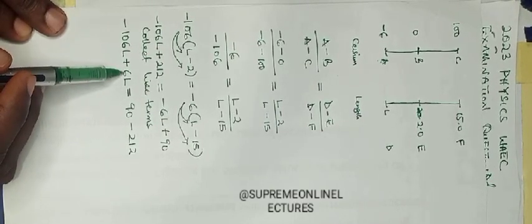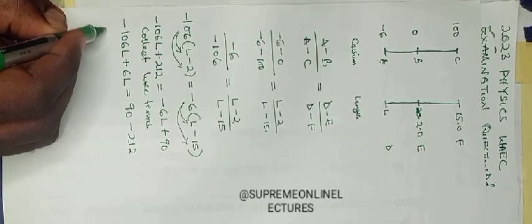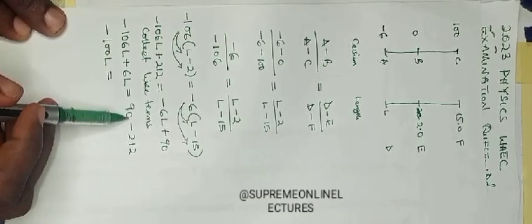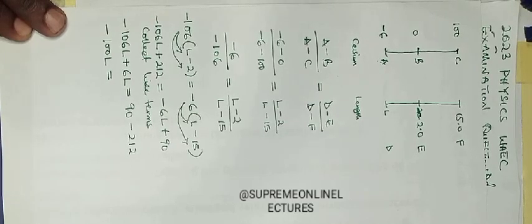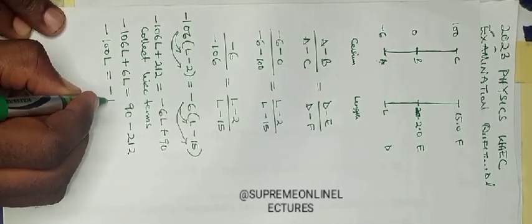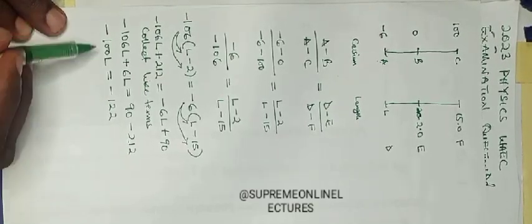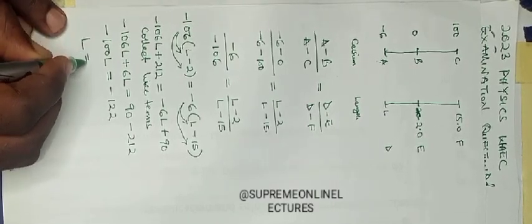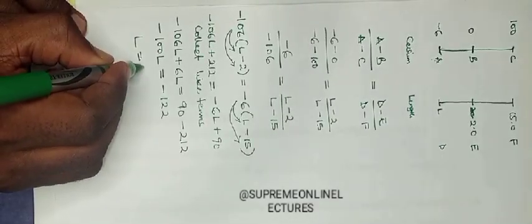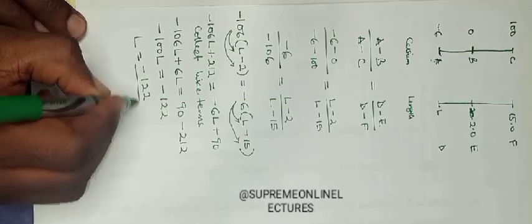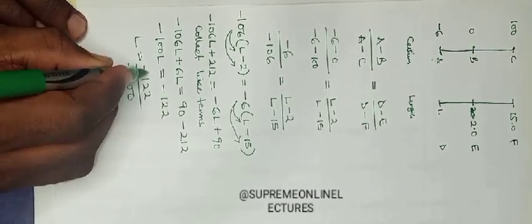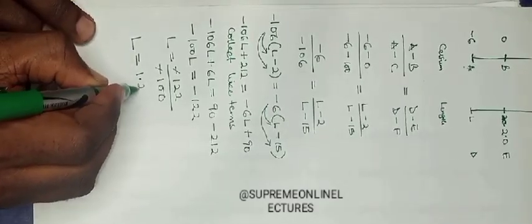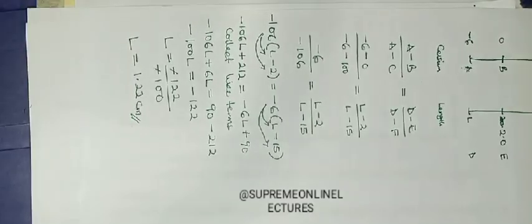If I add 6 to minus 106L, I would have minus 100L equals to 90 minus 212. 90 minus 212 will give me minus 122. Dividing through by minus 100, here we will now have L equals to minus 122 divided by minus 100. So we end up having L equals to 1.22 centimeters. So that is the value of the unknown.